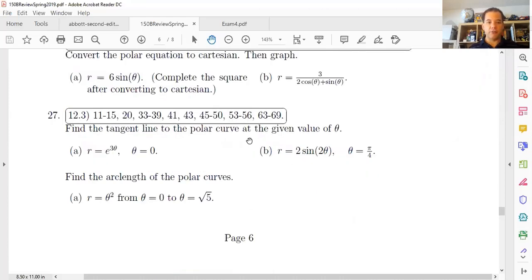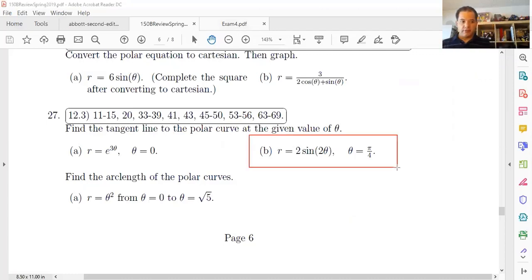And let's do B, for example. So this one over here. So 27 part B. This time r is 2 sine 2 theta, and we want theta equals pi over 4. And here you need to remember the other formula, the formula for the slope with polar equations. So let's review that first.